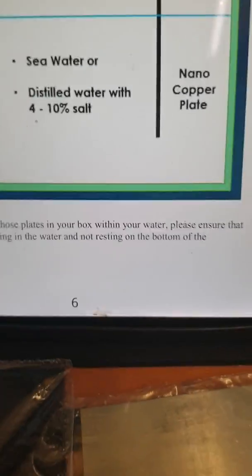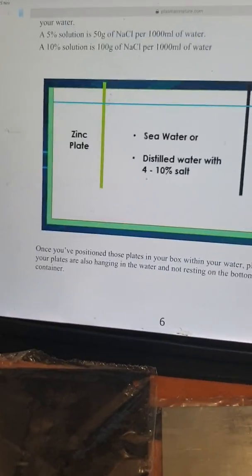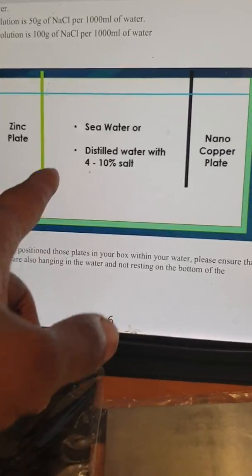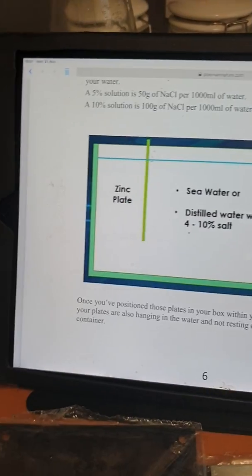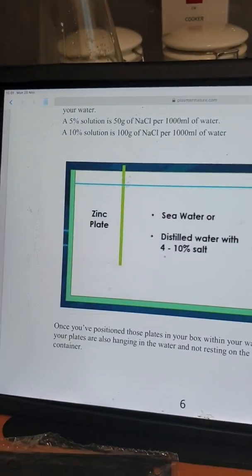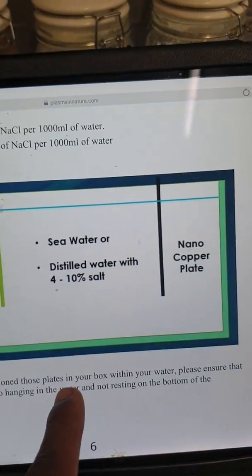I use the NaCl, the sodium chloride basically. I have to buy another one of these now anyway, because I've got quite a few. I use 70 grams of this, because you have to put between up to 10%. For every 1,000 ml, you would want between 50 and 100, but I make mine 70. So for every 1,000, you want 70 grams of that sodium chloride. That's it. And you put a zinc plate on one side, a copper plate on the other side, and then you leave it.